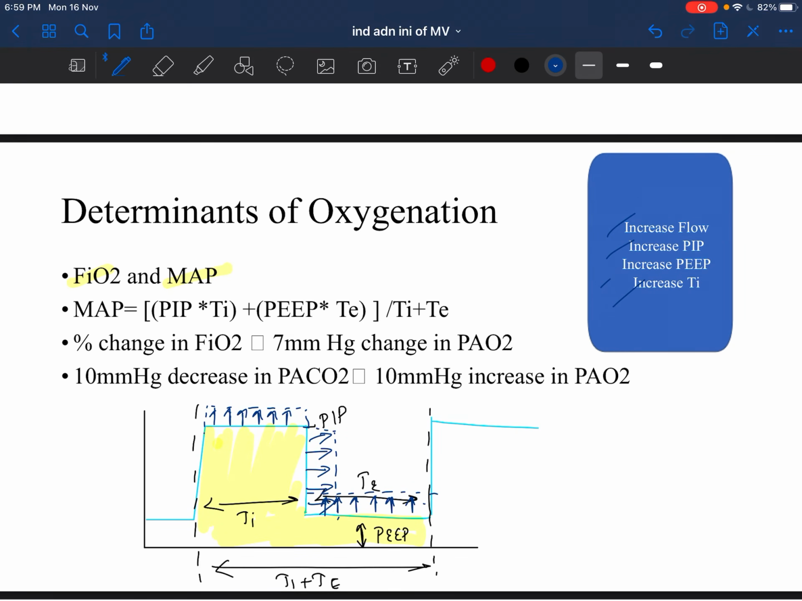Okay, increasing TE is not a very effective way to increase your MAP. It's going to be very negligible. So that's why we are not discussing your expiratory time.